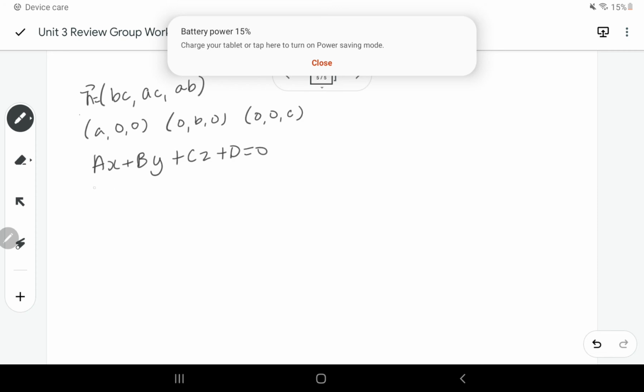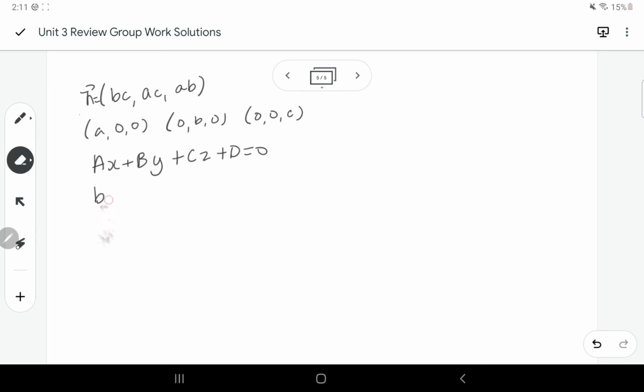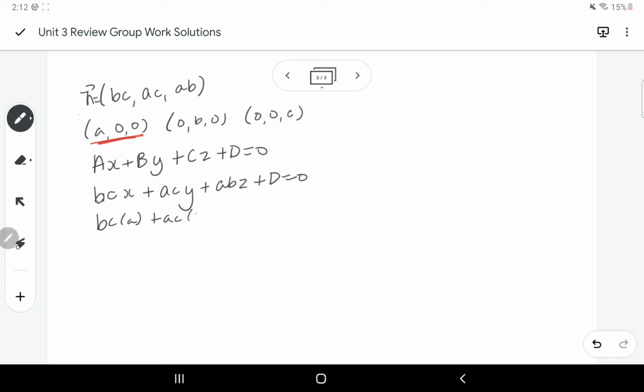So here I know that this is going to be BC times X plus AC times Y plus AB times Z plus D equals 0. And I will sub in any one of these points. I might just go with that one. So that's BC times A plus AC times 0 plus AB times 0 plus D equals 0. So D is equal to negative ABC. We see this is 0, and if I bring that over to the other side, it's negative.